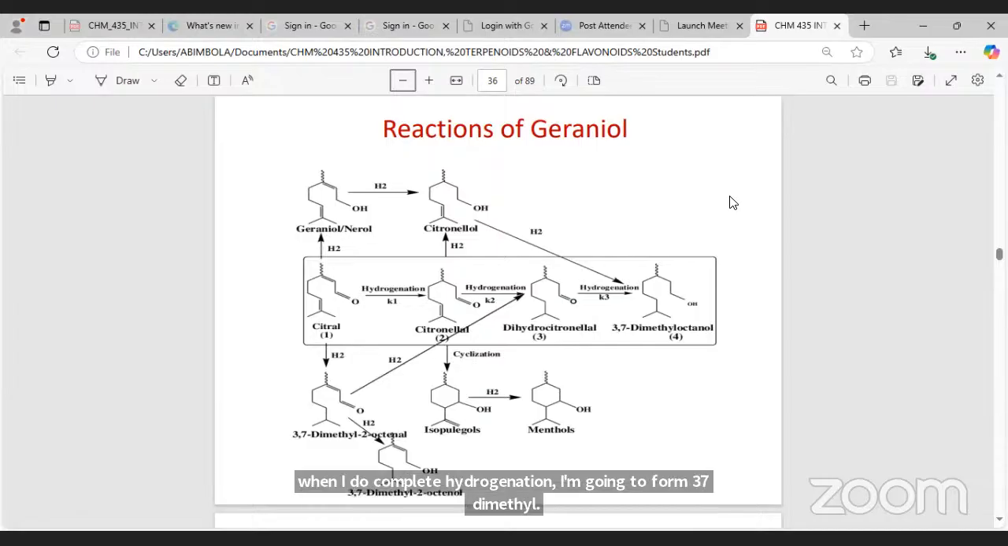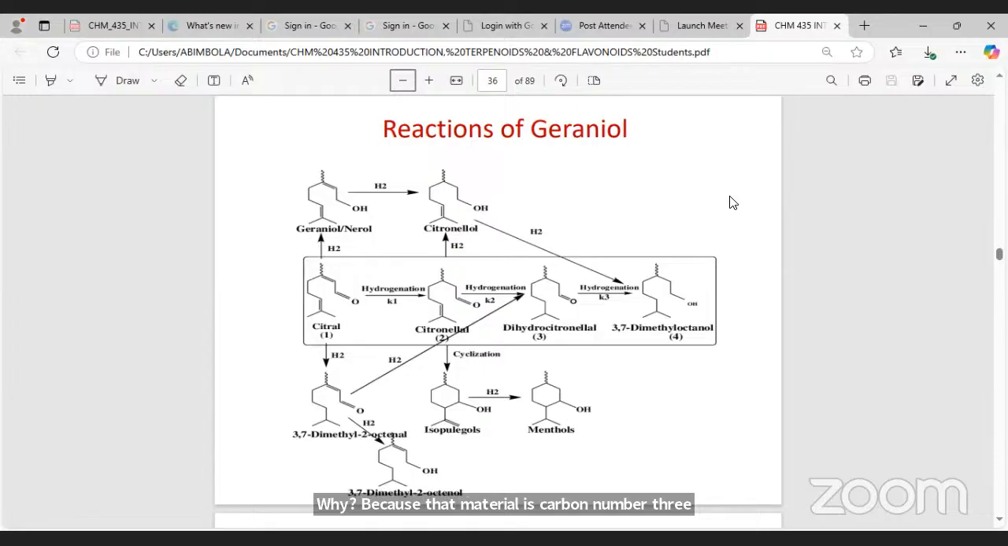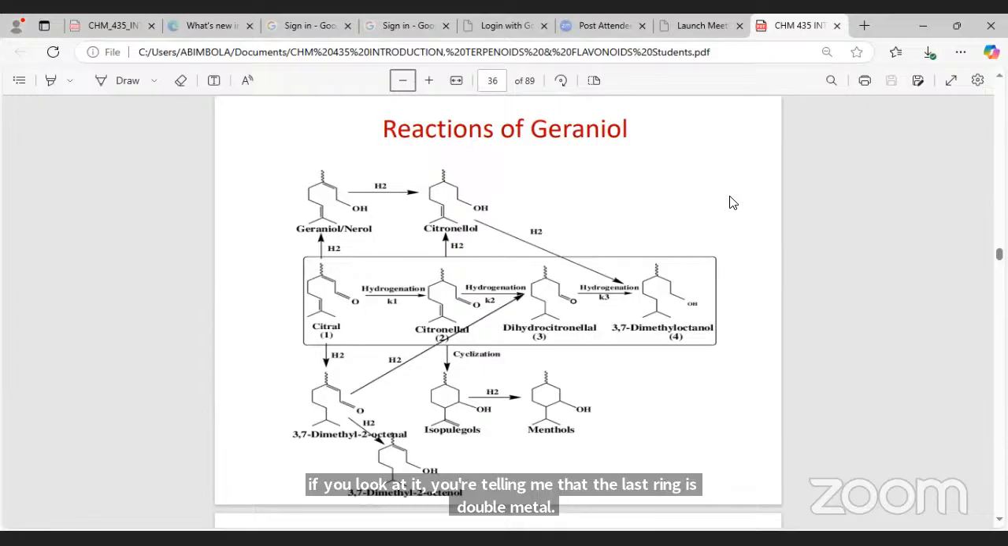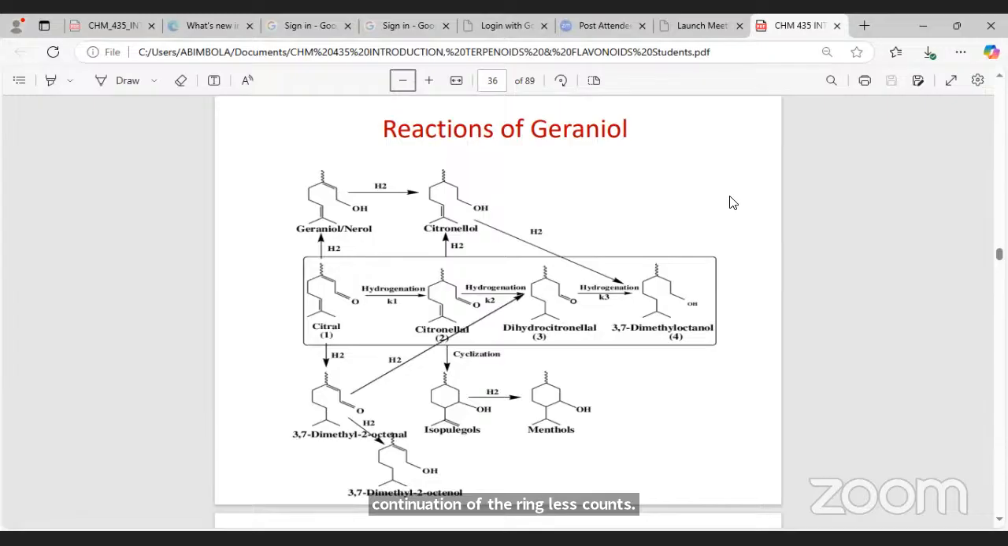And when I do complete hydrogenation, I'm going to form 3,7-dimethyl. Why? Because my methyl is on carbon number 3. Remember, carbon number 1 bears the hydroxy group, then carbon number 2, and carbon number 3 is the first methyl. The other one is 7. So we are having 3,7-dimethyl octanol. Now, you might say that the last branch is a double methyl. No, it's a continuation of the chain. Let's count. The carbon that bears the hydroxy group is carbon 1, then carbon 2. The one that is like a spiral is carbon 3. Then we have carbon 4, 5, 6, 7.